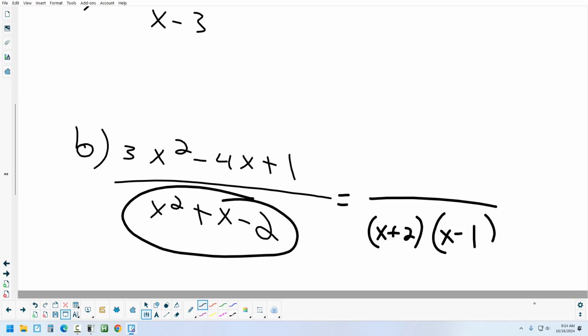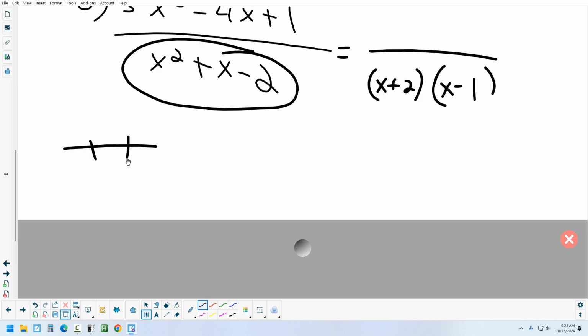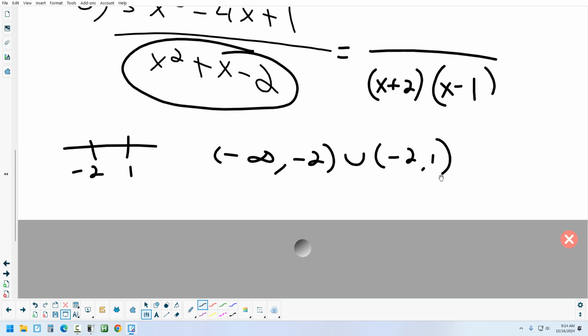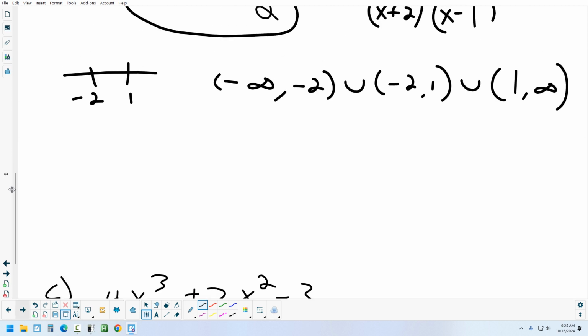So tell me it this way, what does the domain not include? I cannot use, yep, -2 and +1. You can use anything lower than -2. You can use anything between -2 and 1. And you can use anything above 1. That's a pretty standard pattern when you have to describe 2 numbers that don't work. Okay, any question on that?